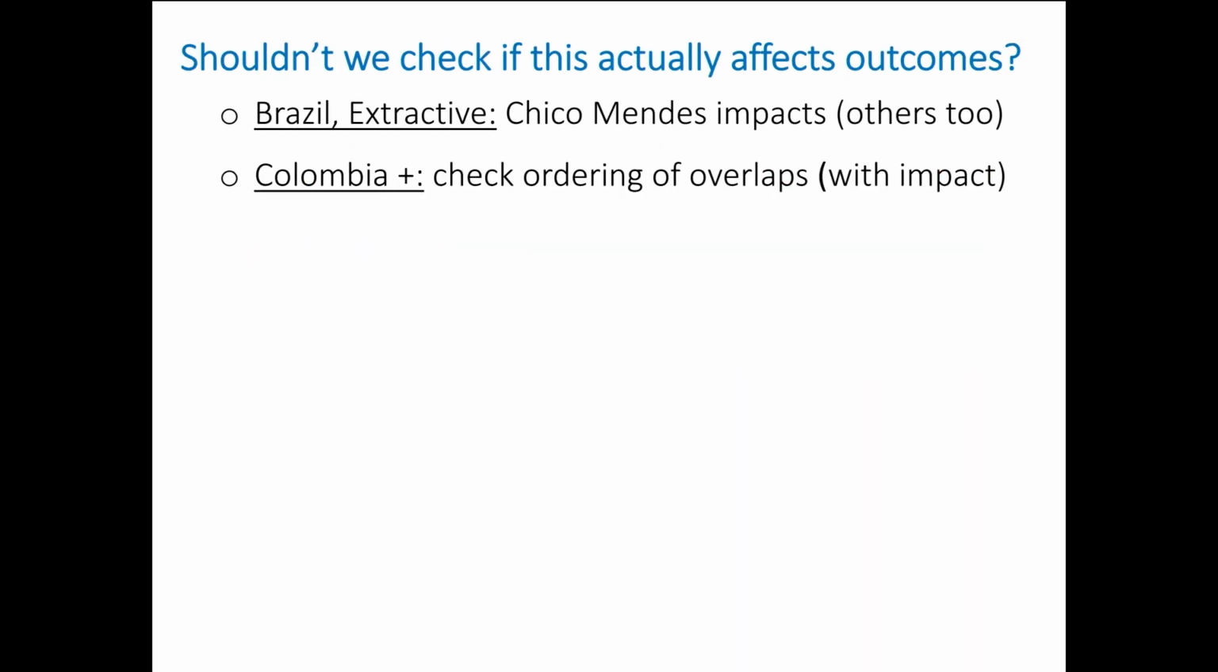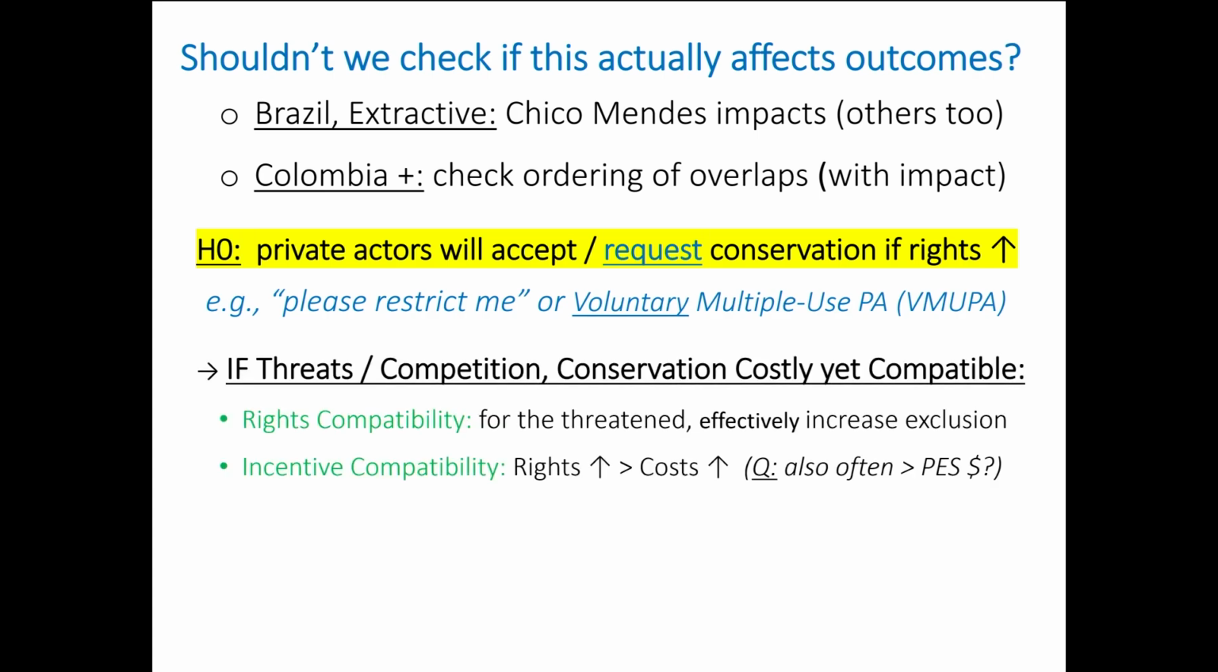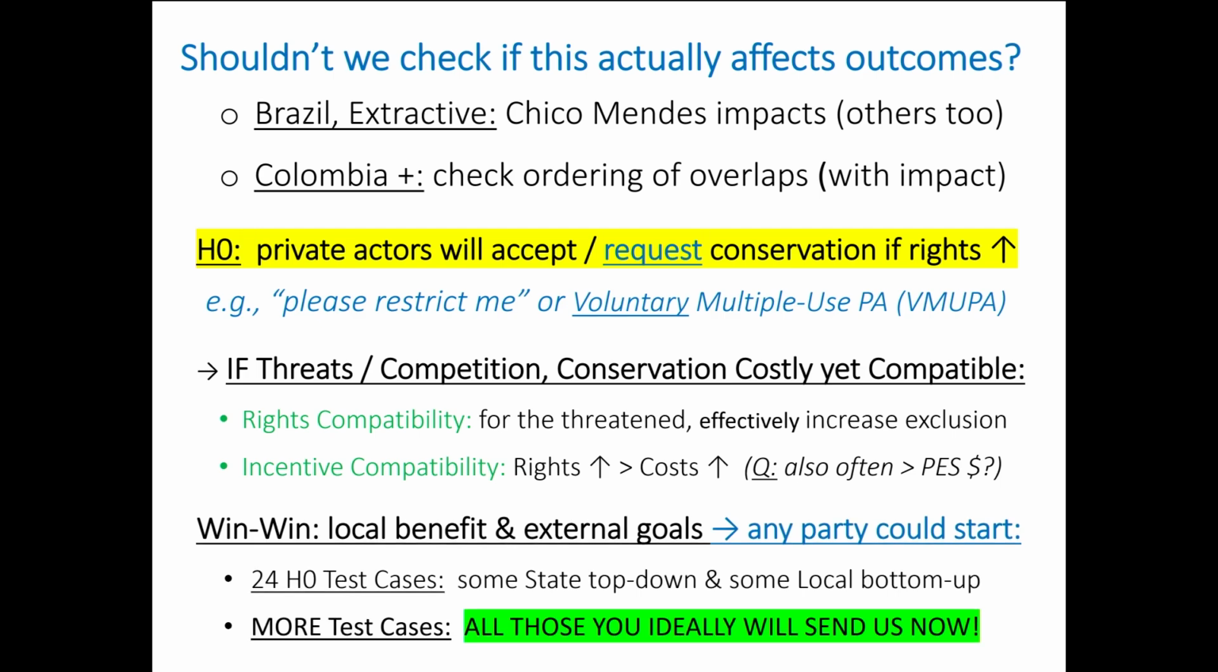Yeah. So the last thing I'll say is, since I'm an impacts kind of person, I shouldn't say that this paper shuffling an agreement always really has impact. We should show it. Different paper. And finally, what was I doing? I was saying private actors request and volunteer to do conservation if they gain exclusion rights. We have some cases. We'd love more. Thank you for your patience.